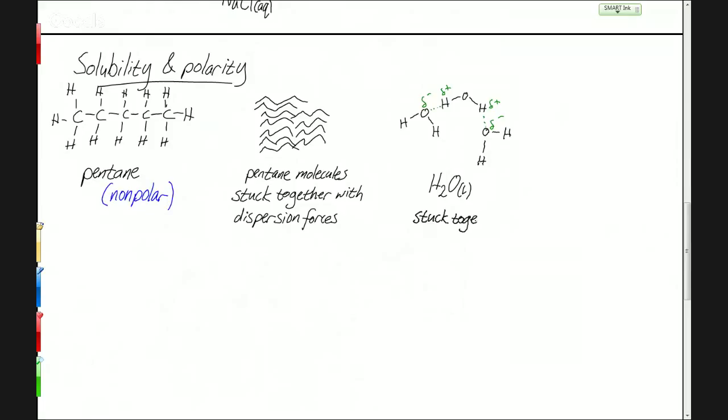The water molecules are stuck together with hydrogen bonds. And that means that those two are not going to mix. No solution here. They are not soluble in each other because they'd rather stick with each other with their own intermolecular forces.